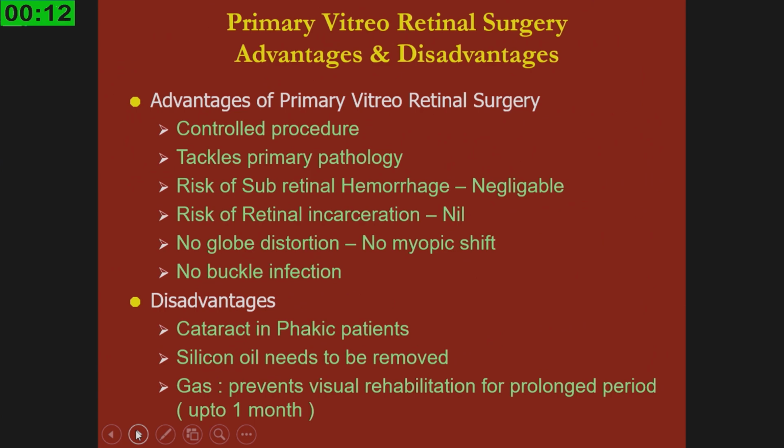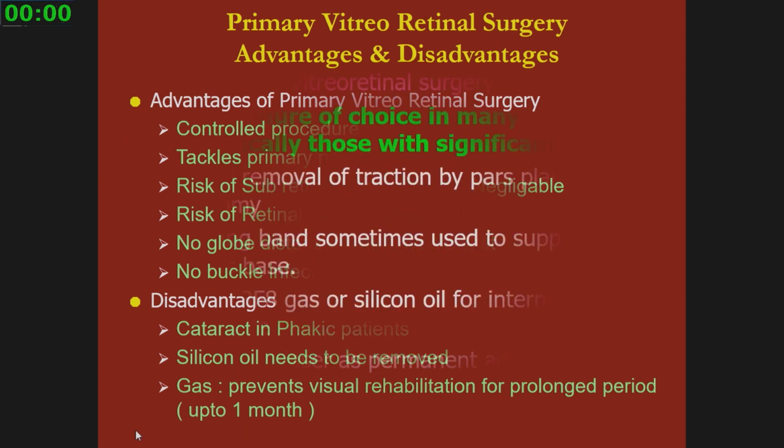Now, what about the advantages and disadvantages of primary vitreous surgery? The best thing is it's controlled surgery. That's why all of us like it. It tackles the primary pathology, and also the risk of subretinal hemorrhage is negligible, the risk of incarceration is negligible, the risk of distortion is negligible, and there are no buckle infections. The most important disadvantage is cataract formation.